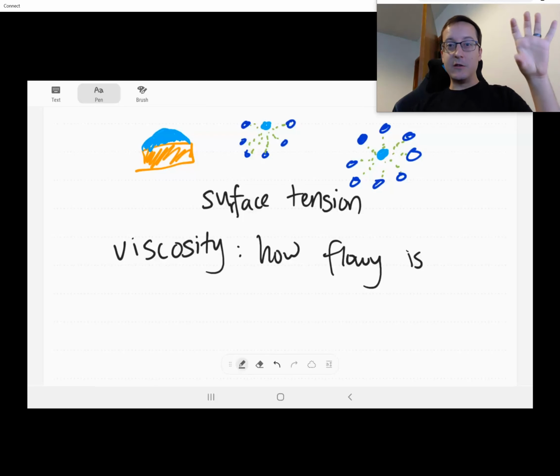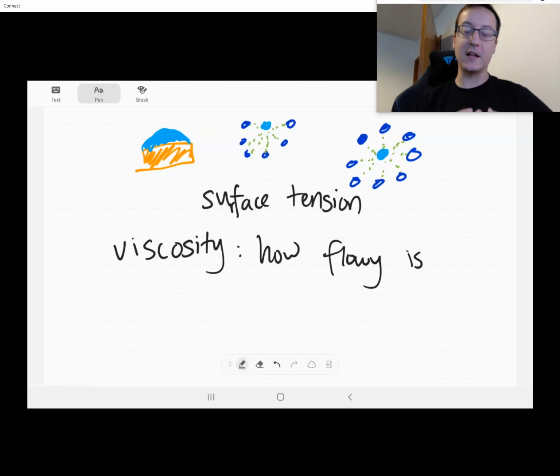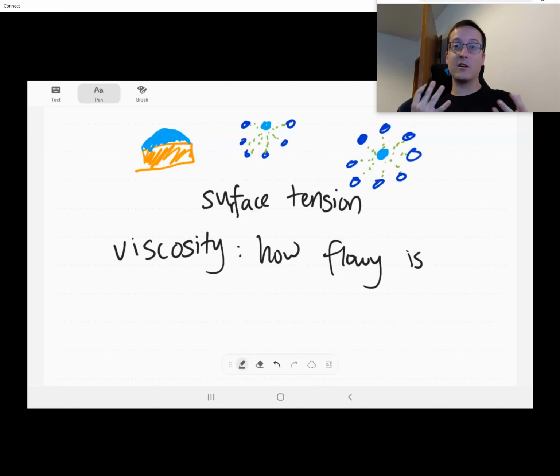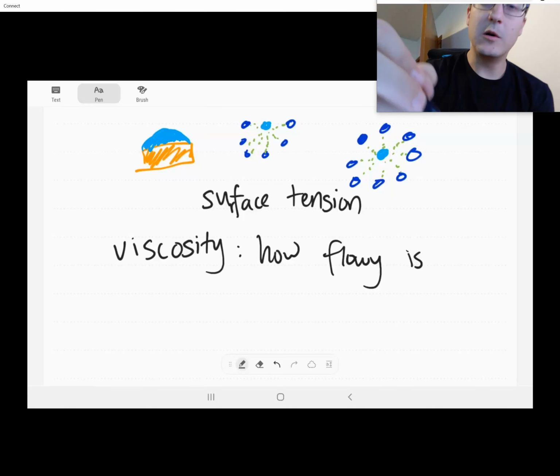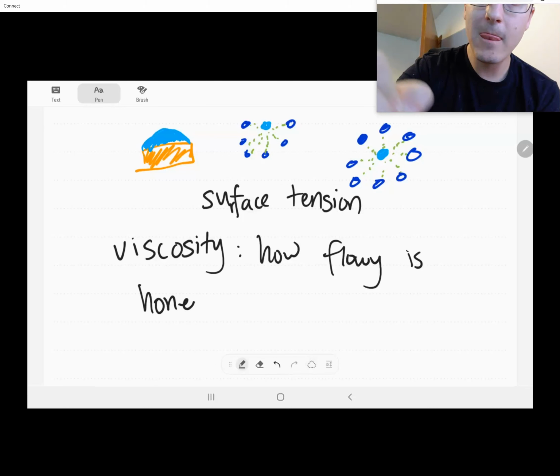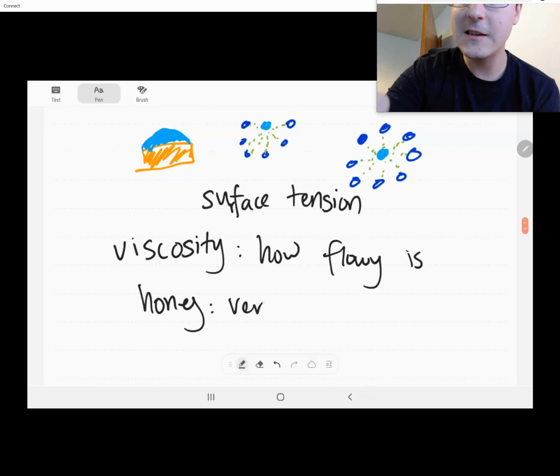You can take honey and pour it into another container. However, you've noticed that honey will take a lot longer to move from that top container into wherever you're pouring it. The reason is because honey really likes itself. It's really got these strong intermolecular forces that kind of keep it where it is, that resist that kind of gravity of trying to make it flow. So honey is going to be very viscous.